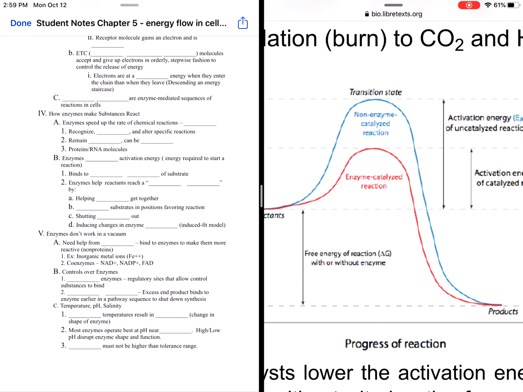So that is your energy notes for chapter 5.